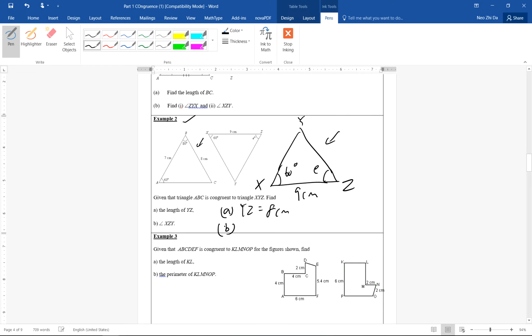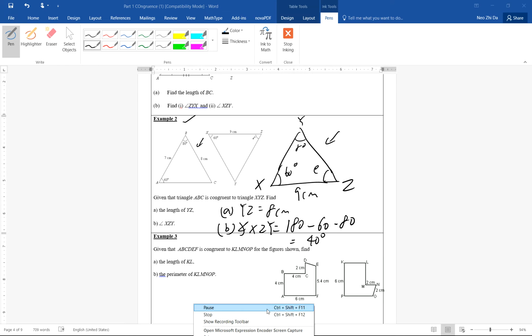Now angle XZY. We know that this angle corresponds to this, so this is 80. So angle XZY will be equal to 180 minus 60 minus 80. The answer gives you 40 degrees. Let's move on to the next question.